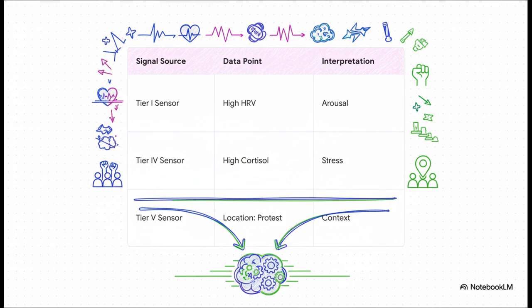It's called data fusion. So, that first sensor, it just sees arousal from the high heart rate. But then a second sensor detects a proxy for cortisol, which points to stress. And a third sensor nails down your location. You're at a protest. You see?